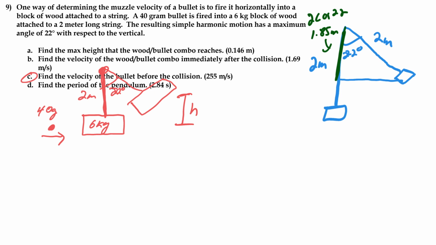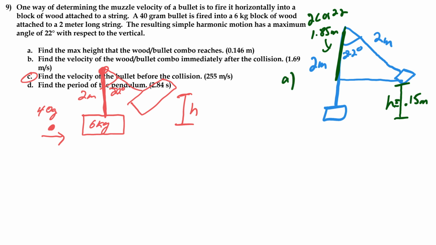So what that means is that this height here is going to be 2 minus 1.85, or about 0.15 meters. So that's going to be the height of the block, or where the block ends up, 0.15 meters. Okay, so that's going to be letter A. We just solved A here.